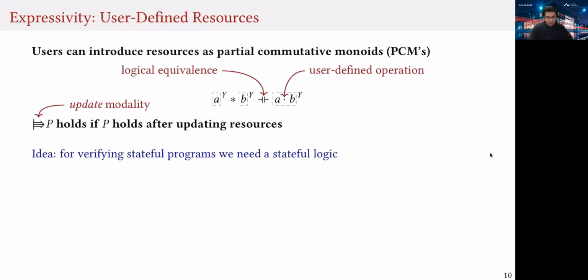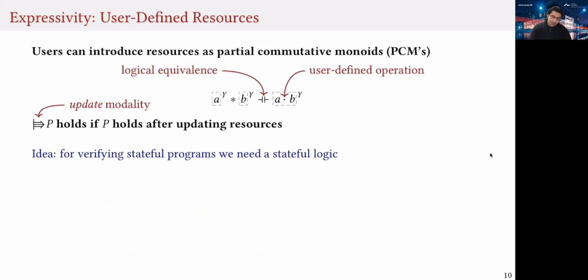Apart from the points-to propositions, which were traditionally the only resources that we had in separation logic, in Iris and in most modern separation logics, users can define their own resources. And they do this by defining a structure called a partial commutative monoid. We don't want to get into that here.